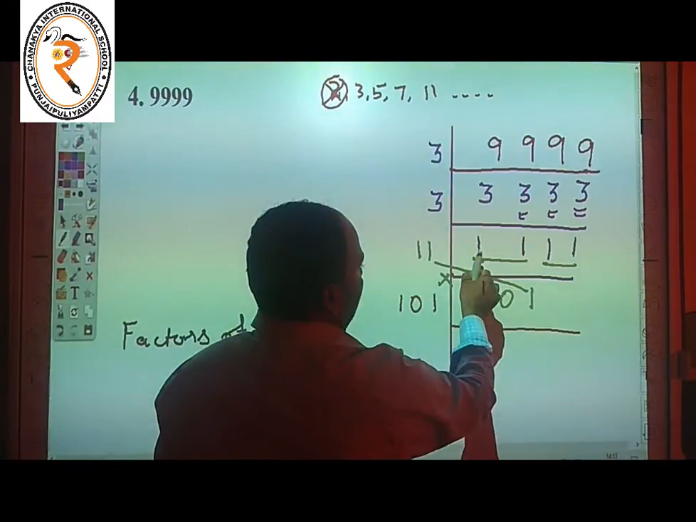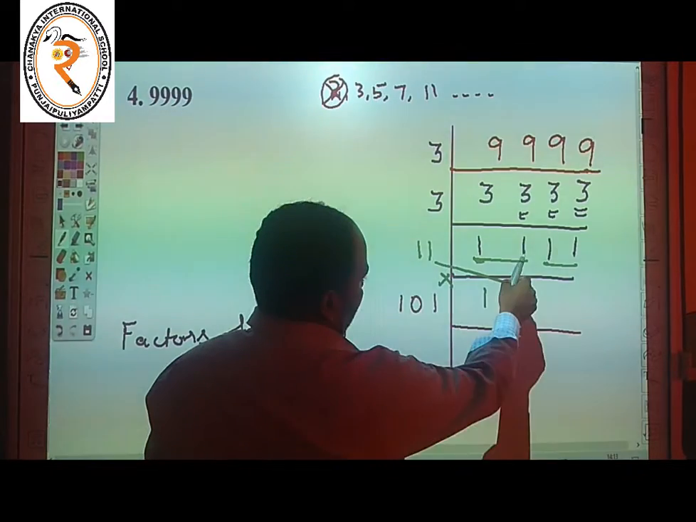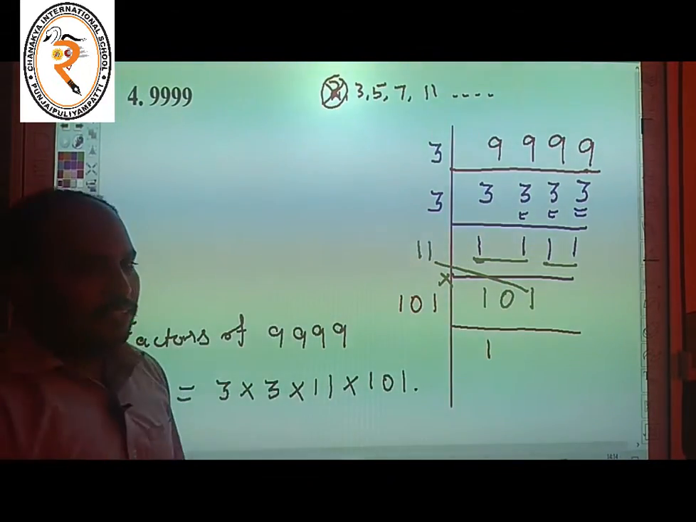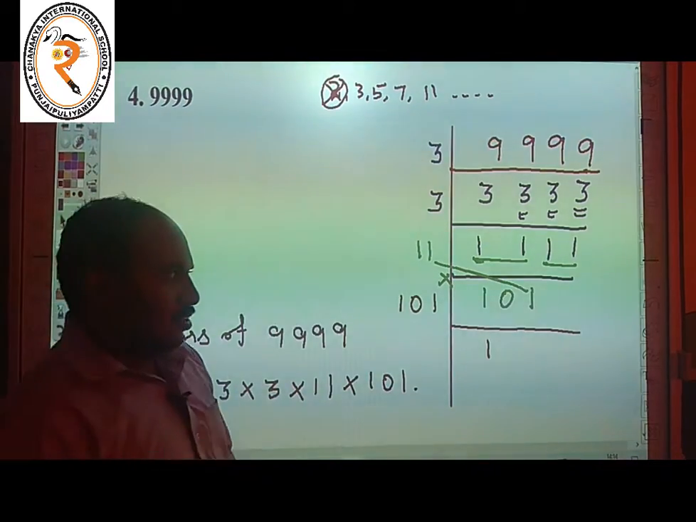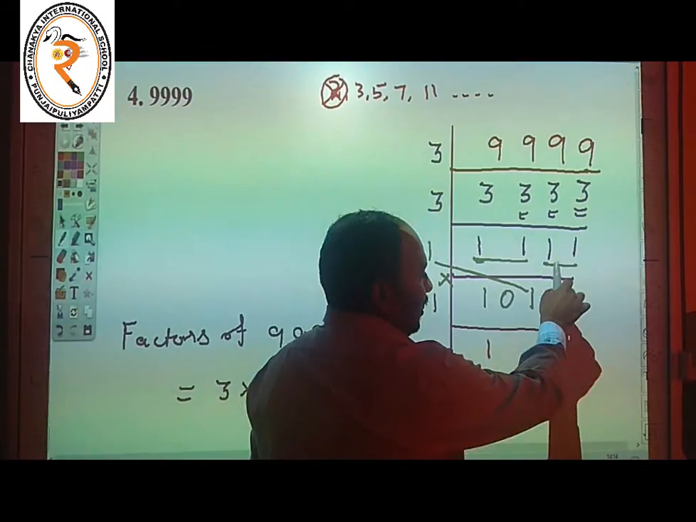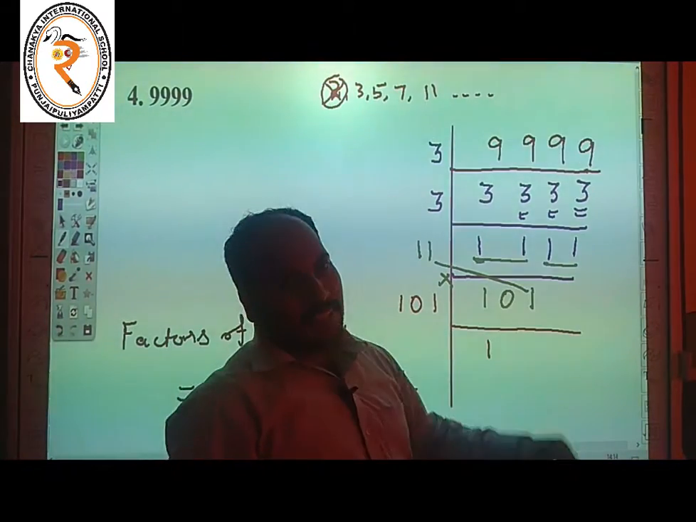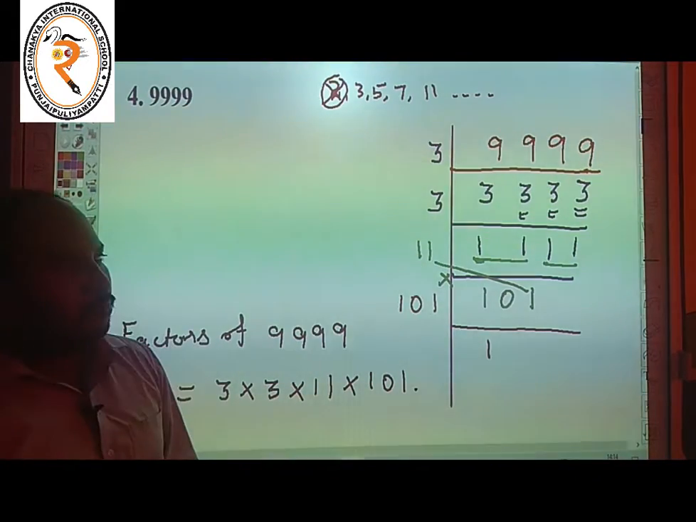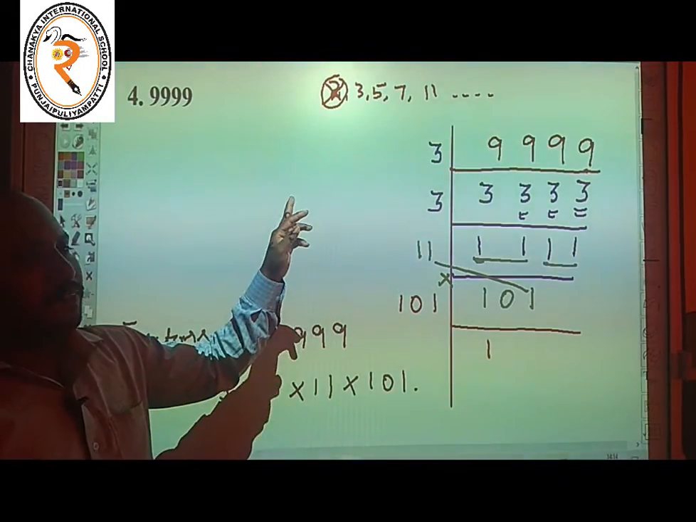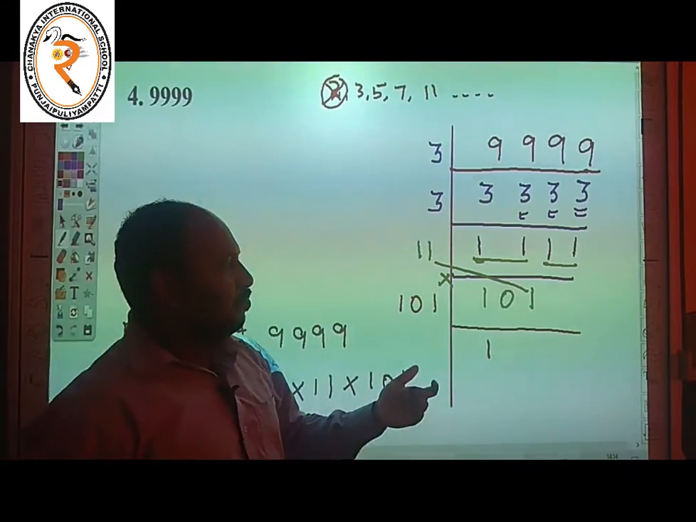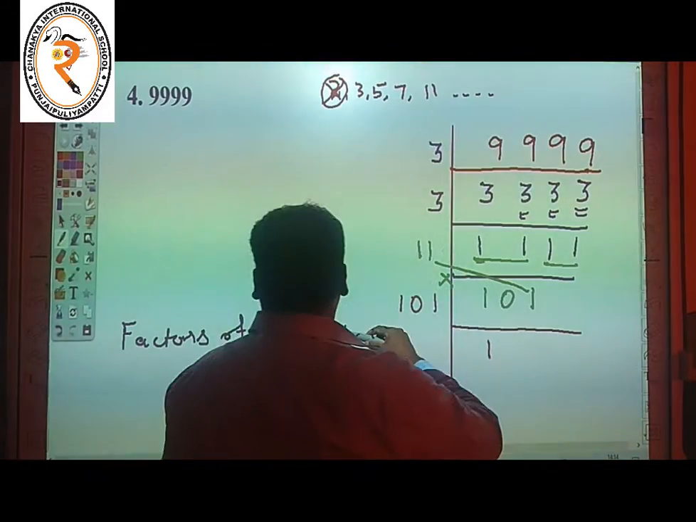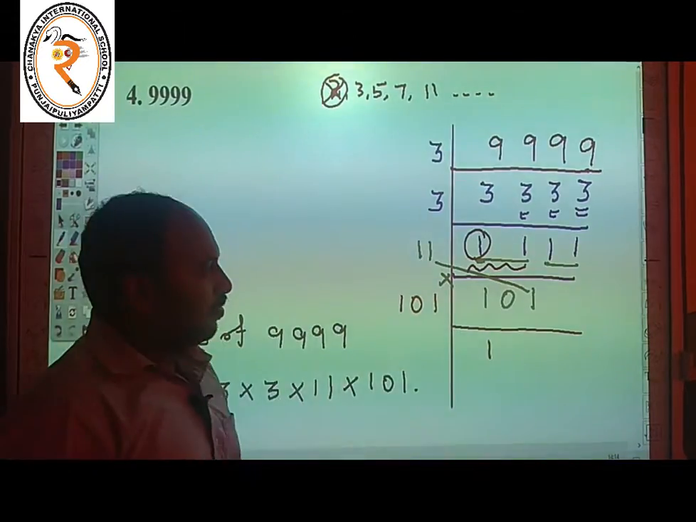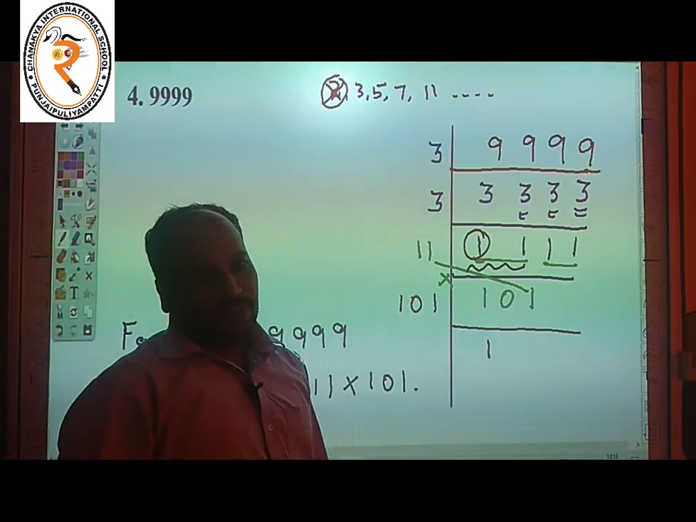Again we divide by a prime number. Take the number 3. 1 into 3 is equal to 3. So the answer is 1,111. This also we can divide by a prime number. The prime numbers are 2, 3, 5, 7, 11, and so on. The first digit is a single digit, so we take the two-digit 11. 1 into 11 is equal to 11.